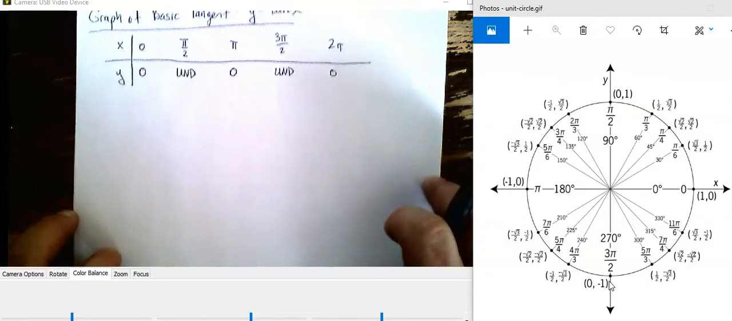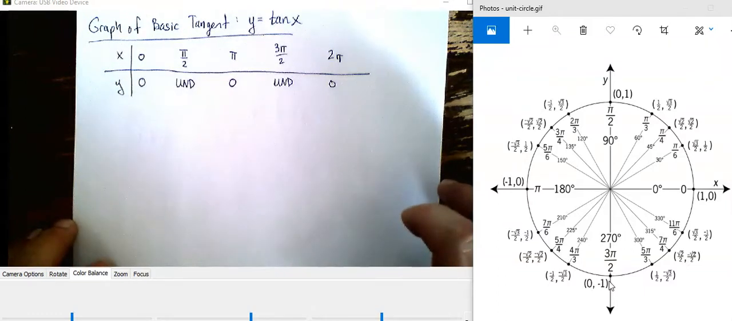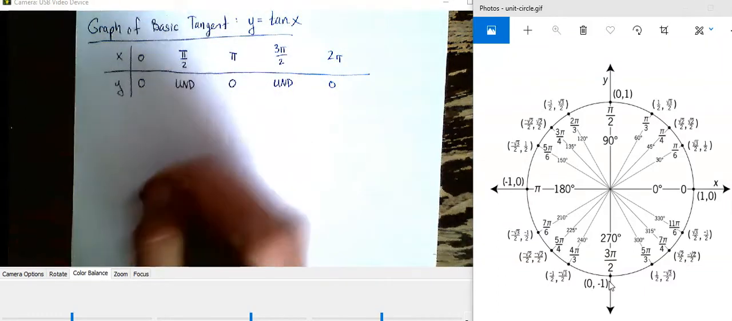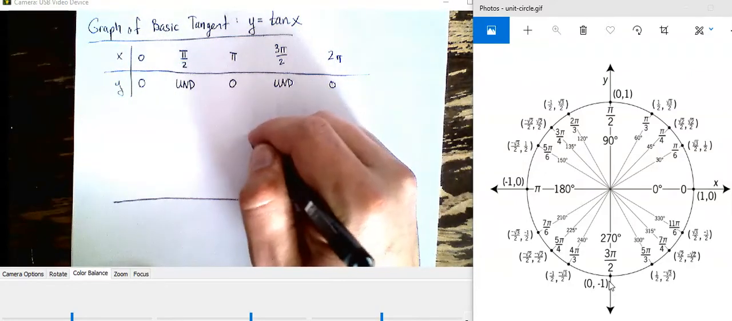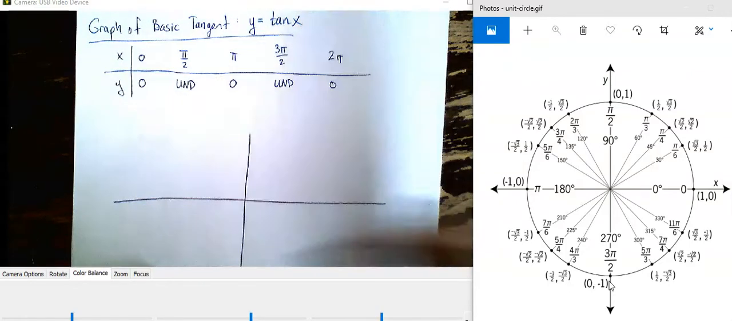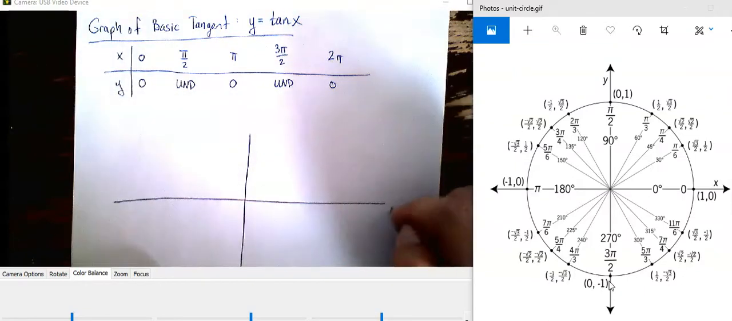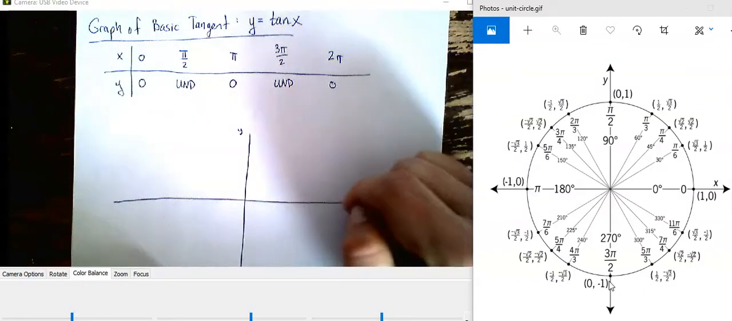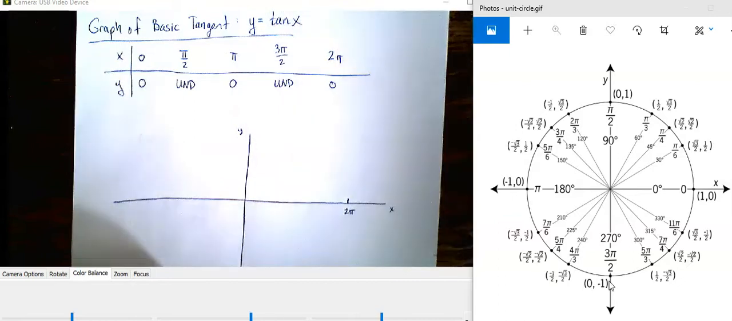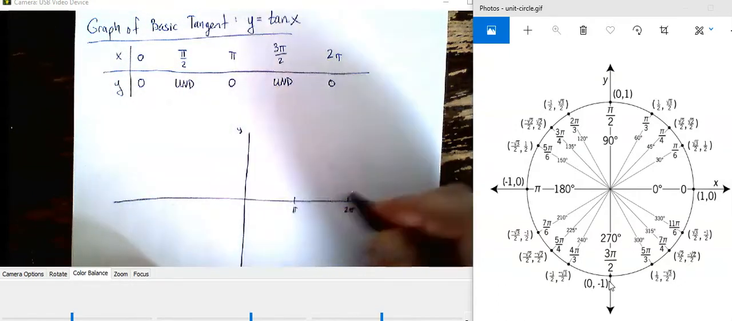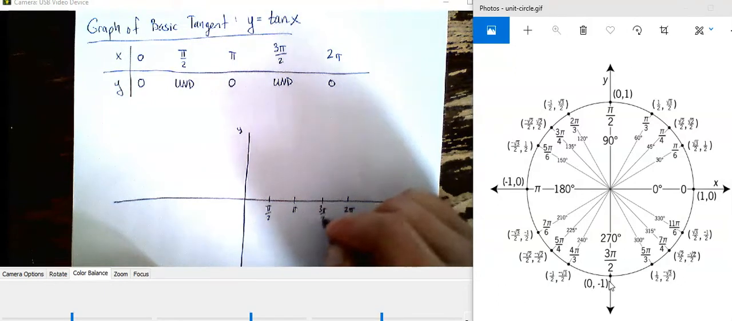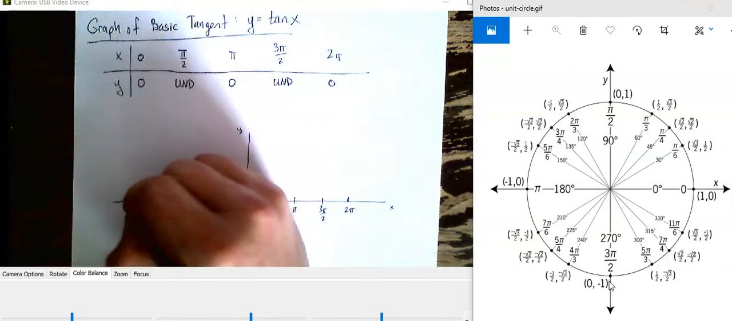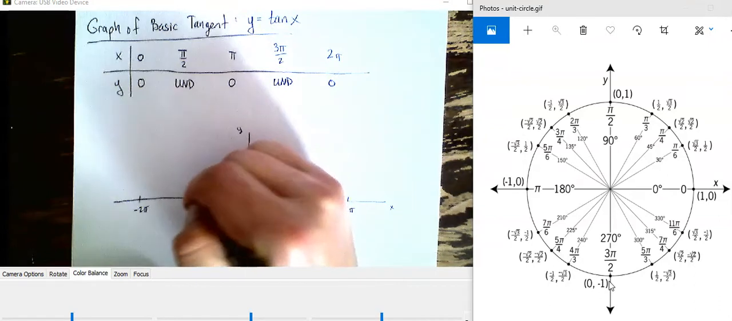So let's see what we have so far. It looks like we don't have much of anything at all, but we'll get some additional angles here in a second. Get some more points. Okay. So here's X, here's Y. This is 2 pi. Pi over 2, 3 pi over 2. And we'll do a negative side too.